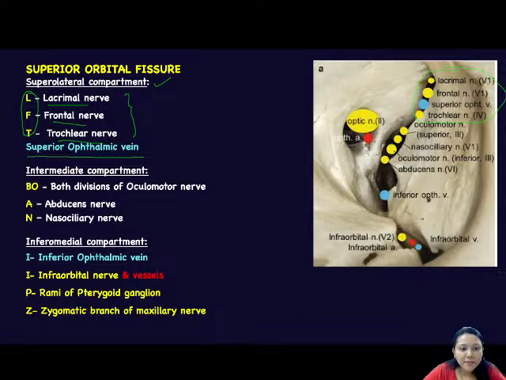Okay, now from the intermediate compartment you have BOAN, B-O-A-N. That is, you have both divisions of the oculomotor nerve, the abducens, and the nasociliary nerve. And from below, the inferomedial compartment, you have the IIPZ. IIPZ stands for the inferior ophthalmic vein, the infraorbital nerves and vessels, the rami of the pterygoid ganglion, and the zygomatic branch of the maxillary nerve. So this is a mnemonic for the contents of the superior orbital fissure.